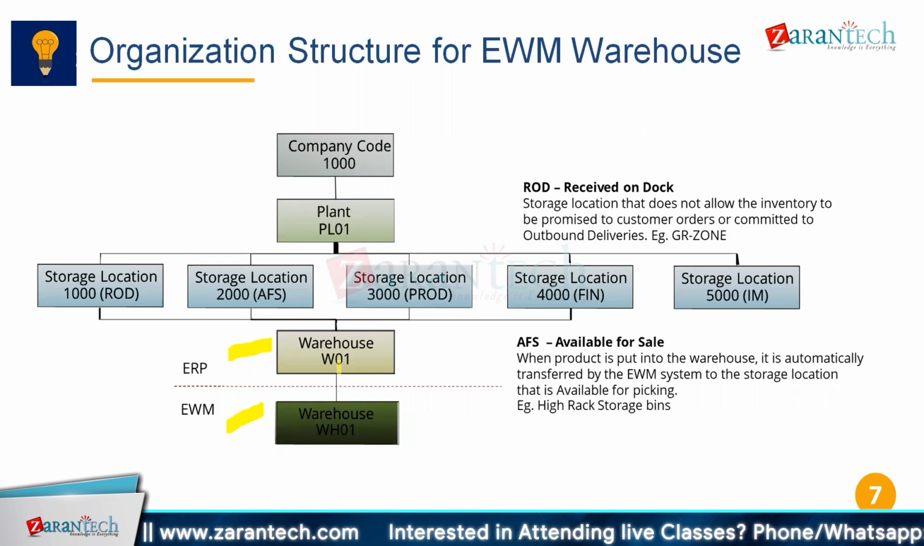Now in S/4HANA, we have ECC as well as EWM in the same system. It is still early stage, so maybe SAP would make it one, just change the ERP side, the ECC side, the warehouse into 4 characters, but they haven't done it yet. So in all the deliveries and other places, wherever you see the warehouse, it is 3 characters. That 3-character warehouse represents your 4-character warehouse, which is created in EWM as 4 characters. They are mapped to each other. So when you say W01, it basically means the EWM warehouse WH01.